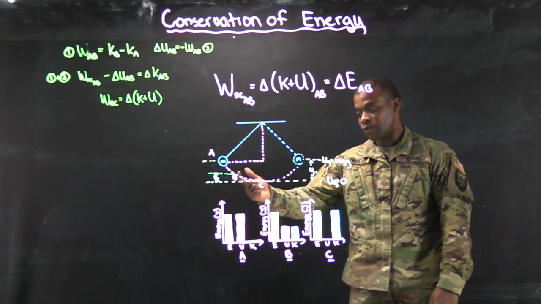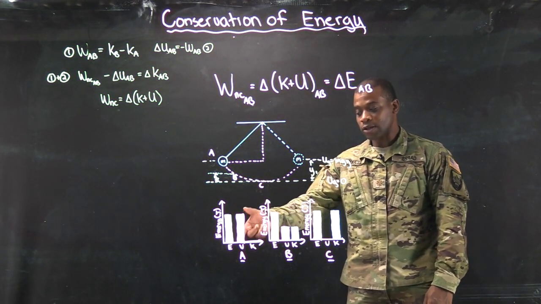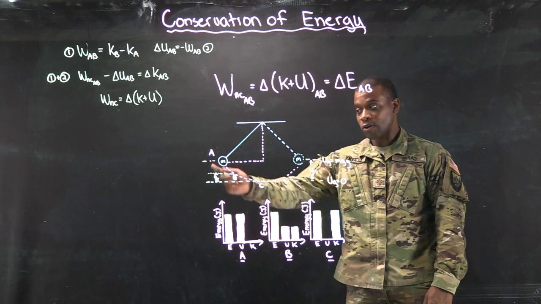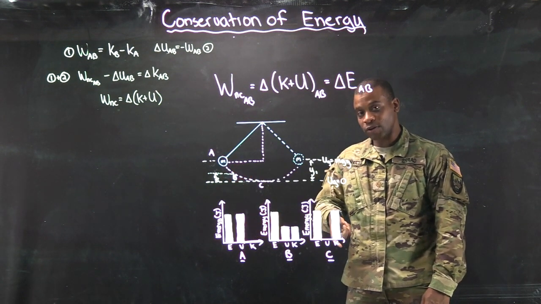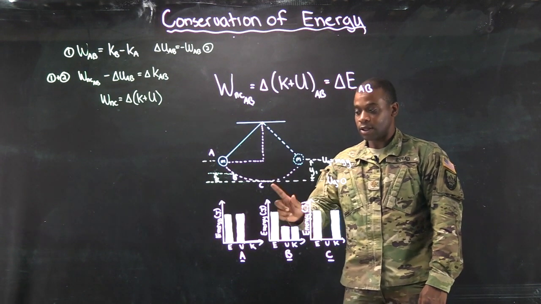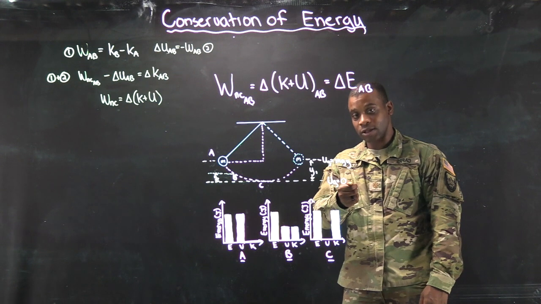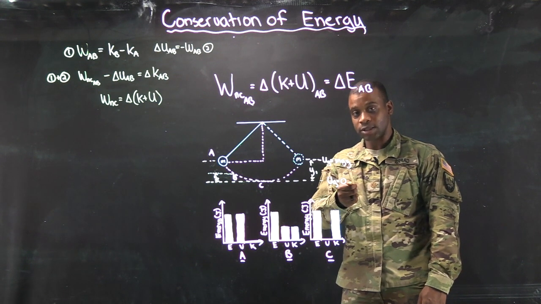When that mass goes from point B to point C, all the energy that was potential energy from point A is now transferred to kinetic energy at C. Remember, at my reference point, the potential energy at C was equal to 0, and that is still the case.